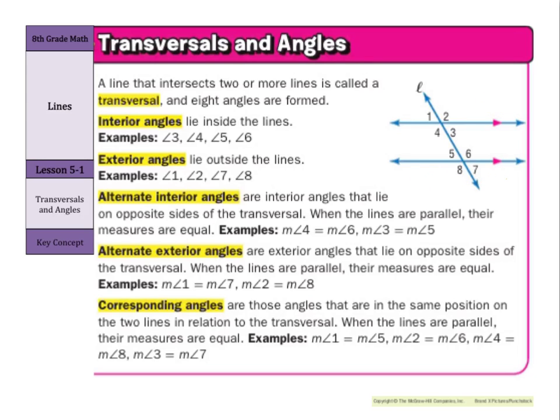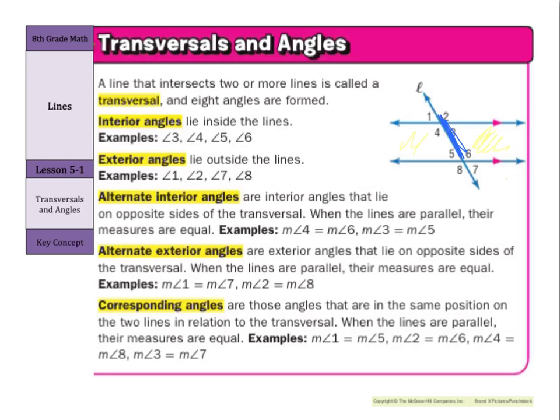Now, alternate interior angles are interior angles that lie on opposite sides of the transversal. When the lines are parallel, their measures are equal. Well, let's go back here to the inside, and that was in here. Now here is your transversal here.